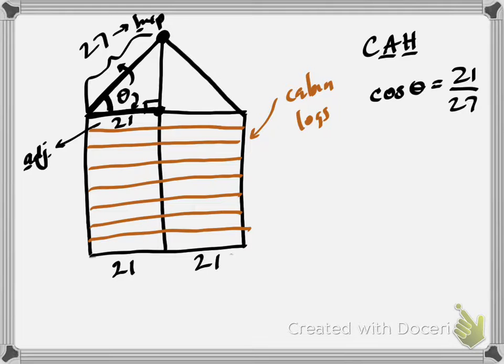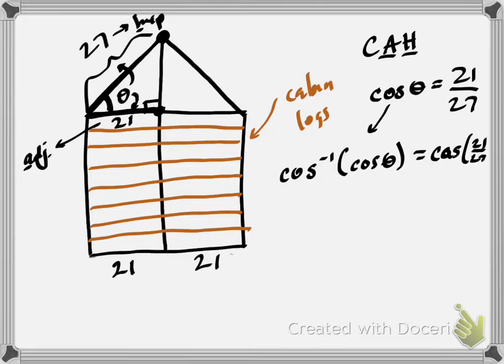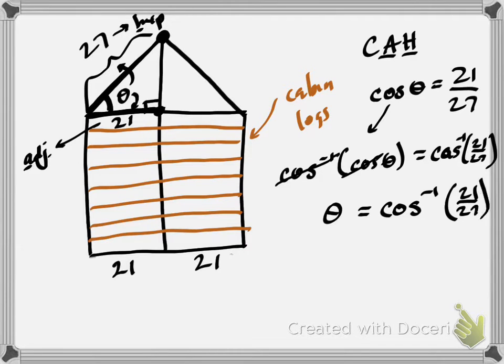And so what we need to do is solve for theta. So I'm going to move down here. We're going to do the inverse cosine of the cosine of theta because we're trying to cancel out that cosine of theta. And we have to do the same thing on the other side. So on the left side we have inverse cosine and cosine. Those undo each other, cancel each other out. And so we have that theta is equal to the inverse cosine of 21 over 27.